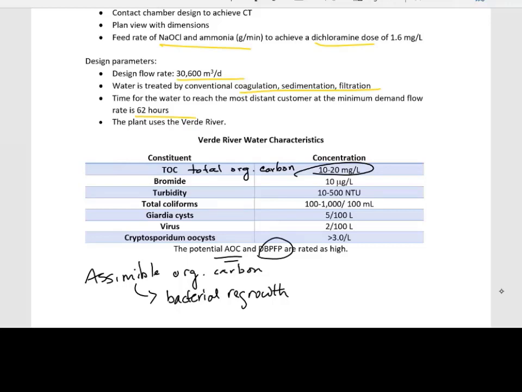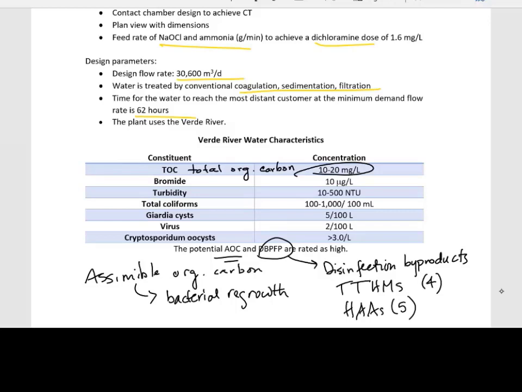The other concern is that that organic carbon can react with the disinfectant to produce disinfection byproducts. And as we mentioned, trihalomethanes are regulated. Regulated as total trihalomethanes. There's 4. And haloacetic acids, and there are 5 compounds there. And we have regulations for those.